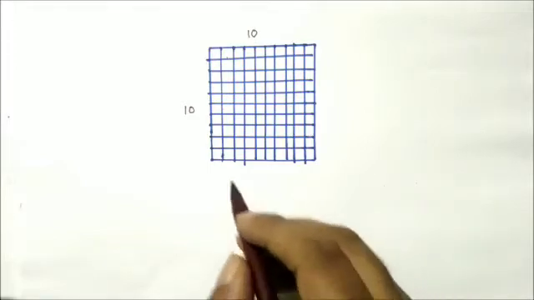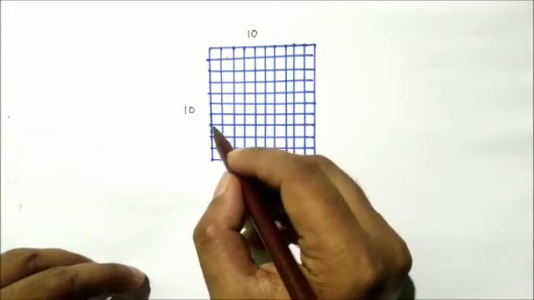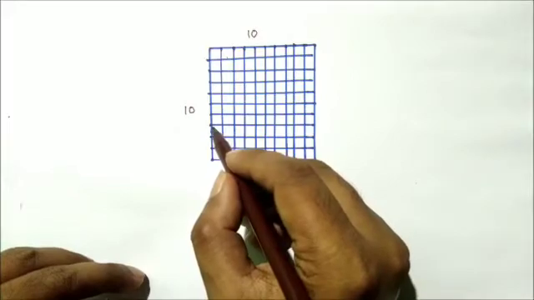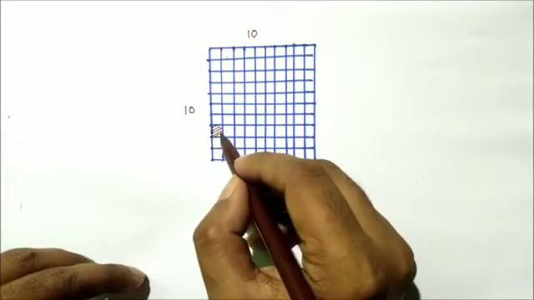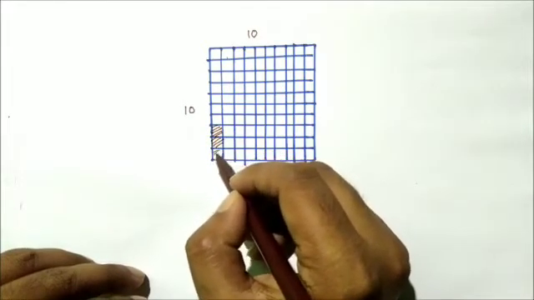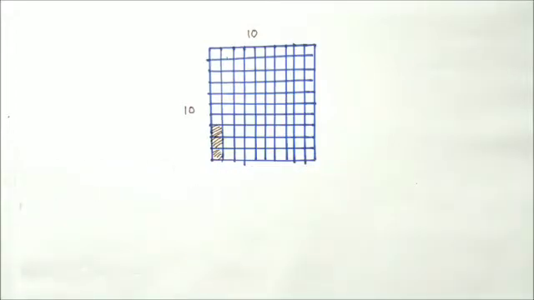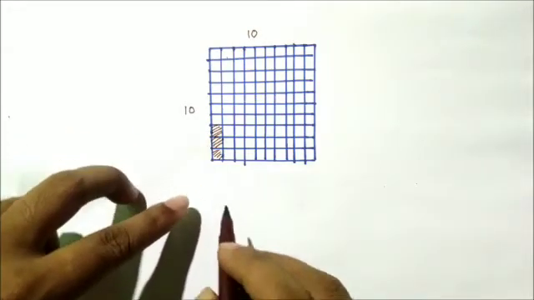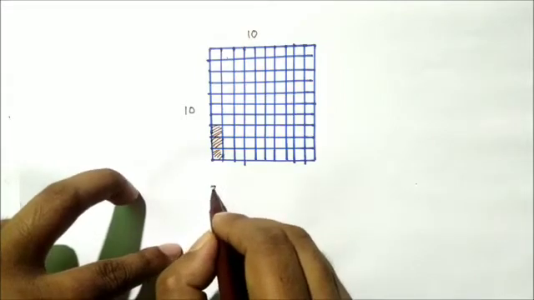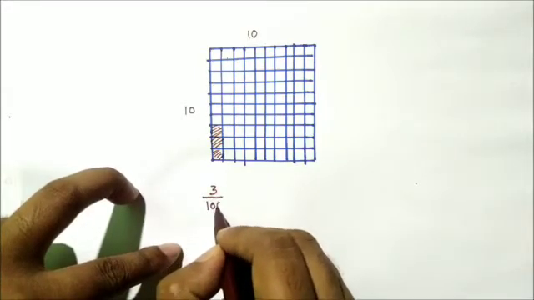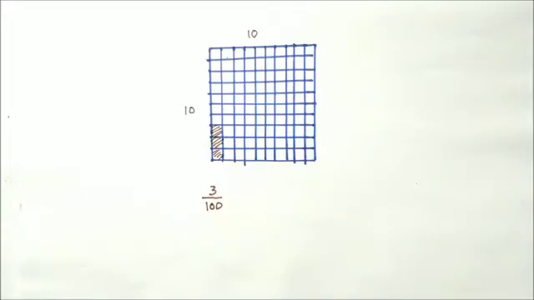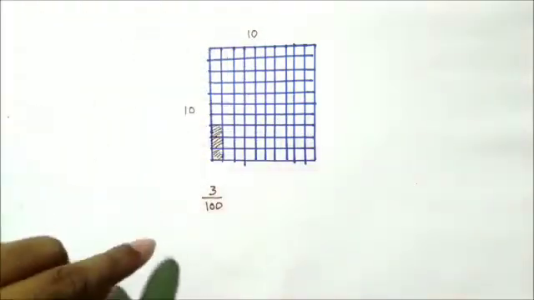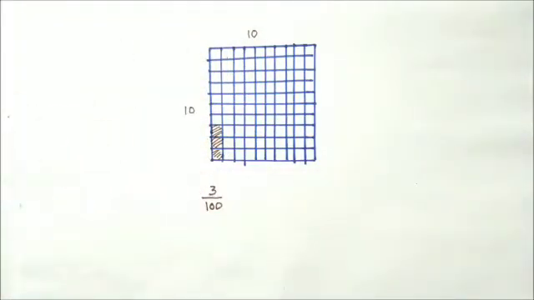Now let us do one thing. Let me color these 3 boxes. In the previous video we already understood that this shaded region can be expressed as 3 by 100, because out of the 100 boxes we have shaded only these 3 boxes. That's why it is 3 by 100.